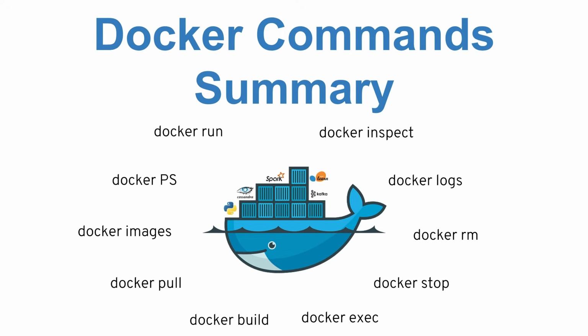These are some of the most used Docker commands. Docker run starts a container, docker ps shows what's running, and docker images lists your available images. You can download new images using docker pull or build your own with docker build. To interact inside a running container, use docker exec. Stop or remove containers using docker stop and docker rm. Finally, use docker logs to debug and docker inspect to check configuration details.